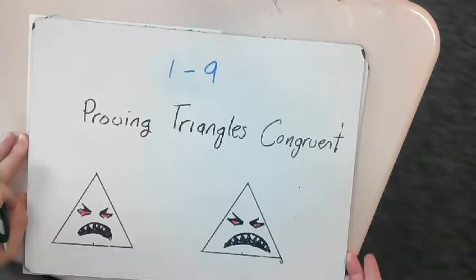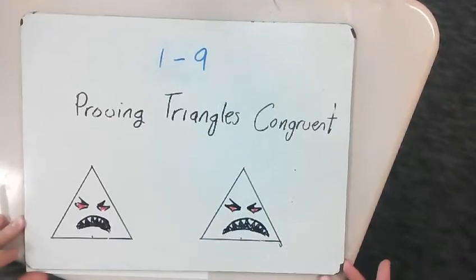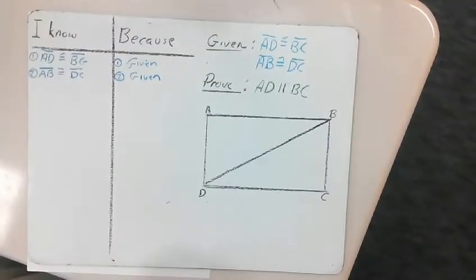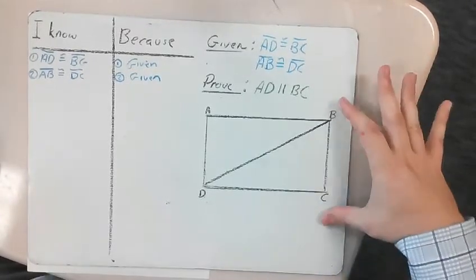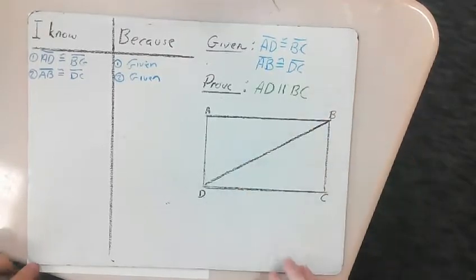Hey guys, okay, so today we're going to do 1-9, proving that triangles are congruent. Okay, so let's start with the first example. They gave me this rectangle and they want me to prove that AD is parallel to BC.